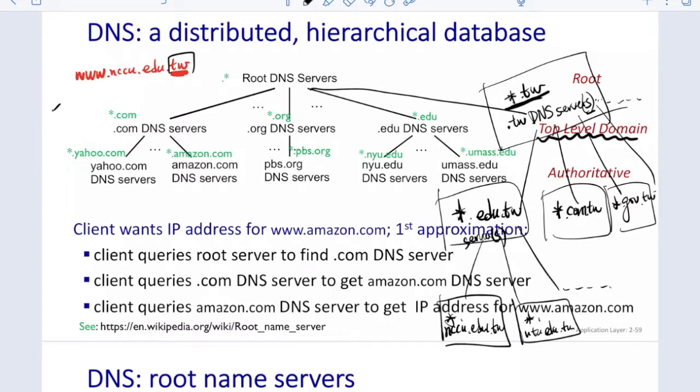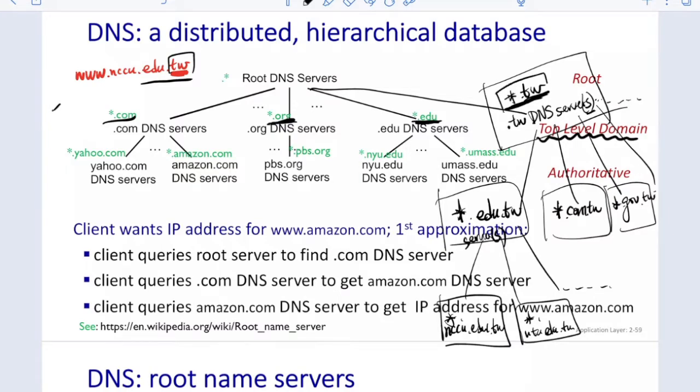So there will be a lot of different servers on the internet. They know how to resolve different top level domains, for example, .edu, .tw, .org, .com. Of course, there are hundreds of top level domain servers. They know how to find all the hierarchy underlying itself. Okay, so after that, we try to resolve .edu.tw, right?